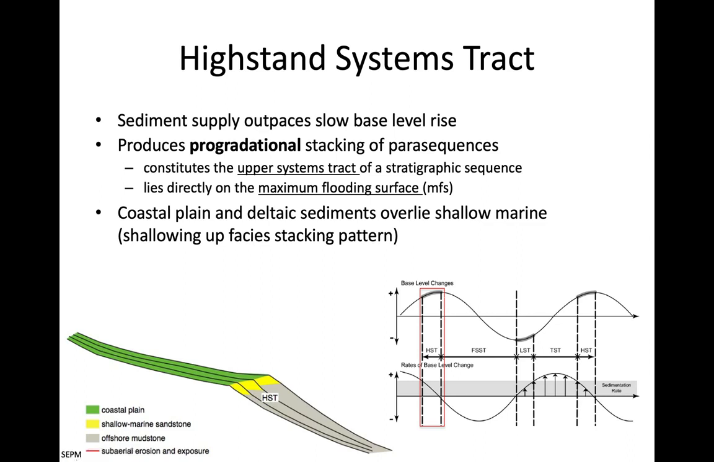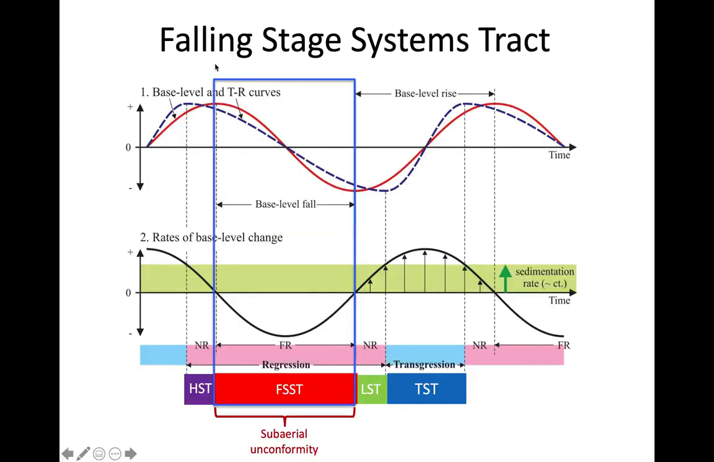Okay, so we start with that maximum flooding surface. That's the highest level that it will ever be, and it immediately starts falling after that. So even though for a while it looks like it's getting a little bit deeper, that sediment is starting to outpace sea level rise. So we will start to move into a regression at this point. So what we'll see is a vertical stacking pattern showing a shallowing up, meaning it's getting shallower. It's prograding. Okay?